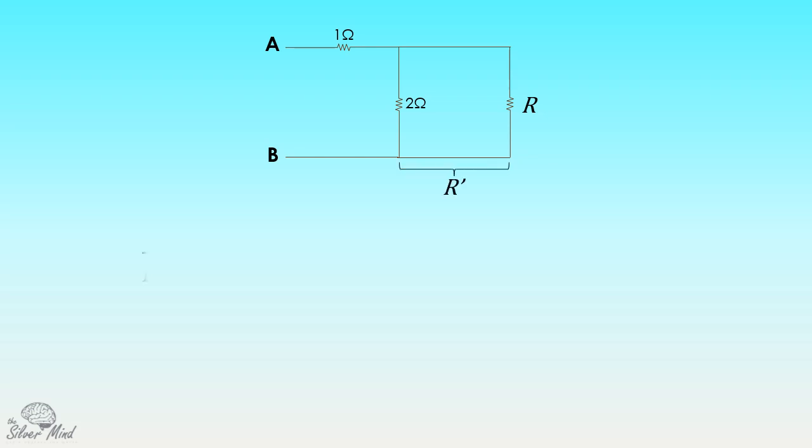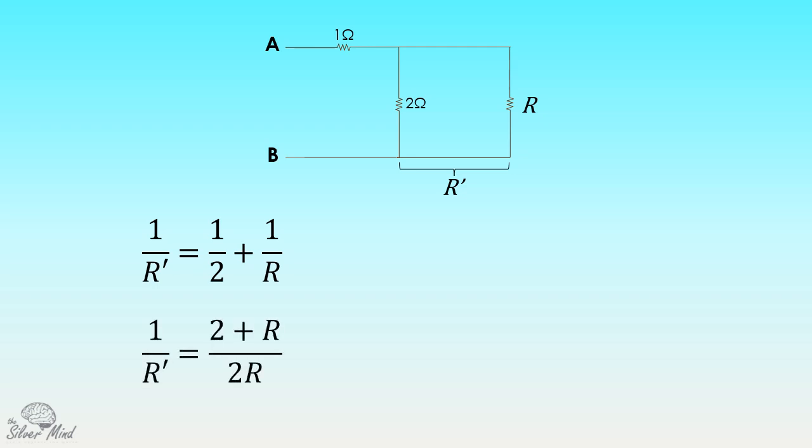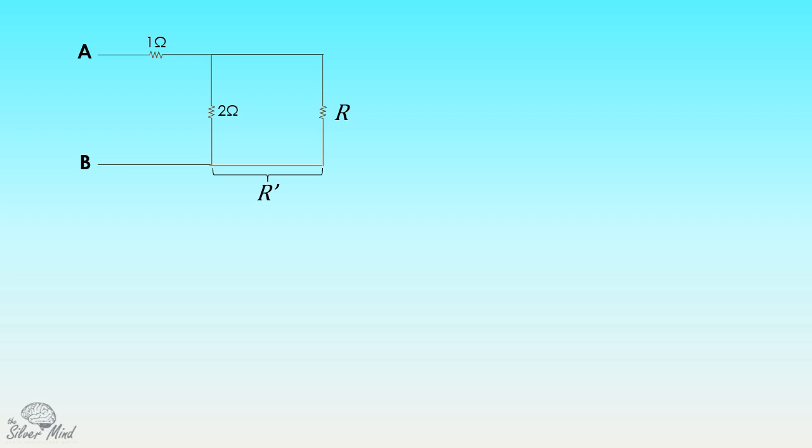Then, 1 upon R dash is equal to 1 upon 2 plus 1 upon R. Now, 1 upon R dash equals to 2 plus R divided by 2R. Then we can have finally R dash equal to 2R divided by 2 plus R. Now we have here the total resistance of 2 ohm and R as R dash. Then we can substitute a resistor with the resistance of R dash instead of both 2 ohm and R resistors. Here, R dash is equal to 2R divided by 2 plus R.